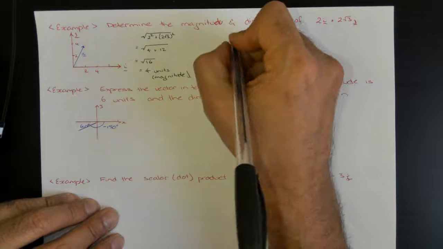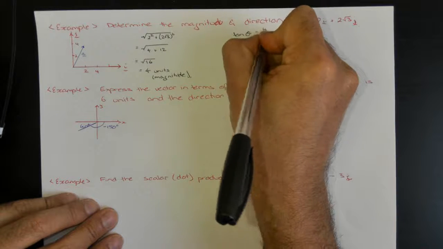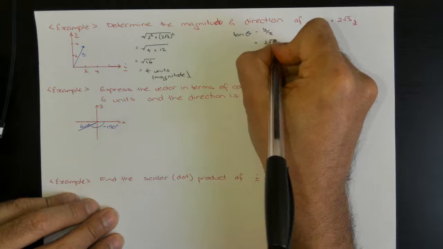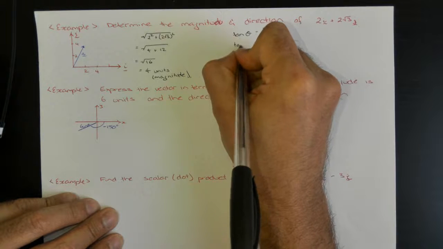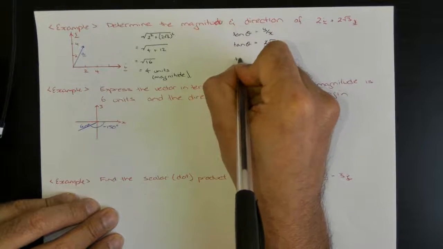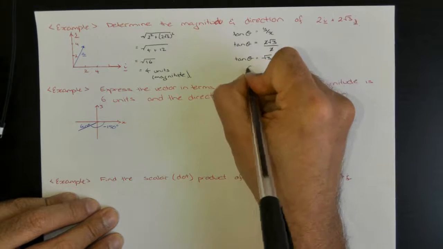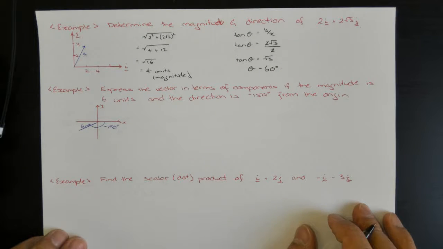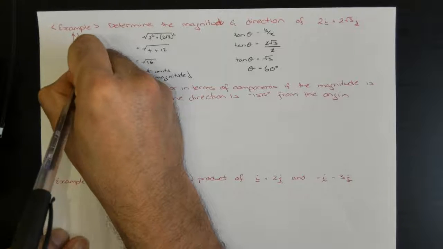Now the direction, we're going to use the formula of tan theta equals y on x. Now y is going to be 2 root 3, x is going to be 2. So what we're looking for is tan theta equals root 3. So theta must be 60 degrees. Okay. All right, and that's the angle that we're talking about.